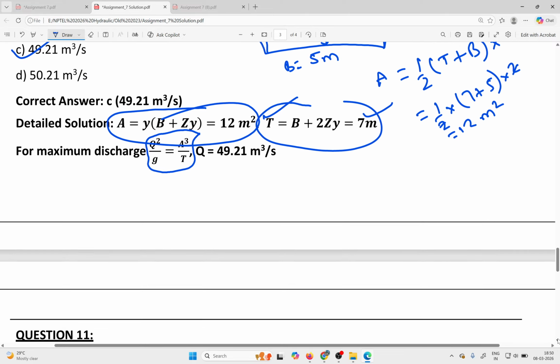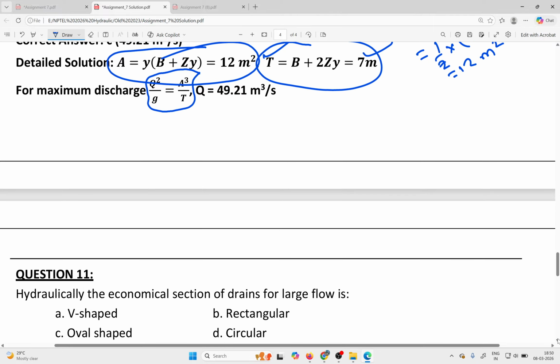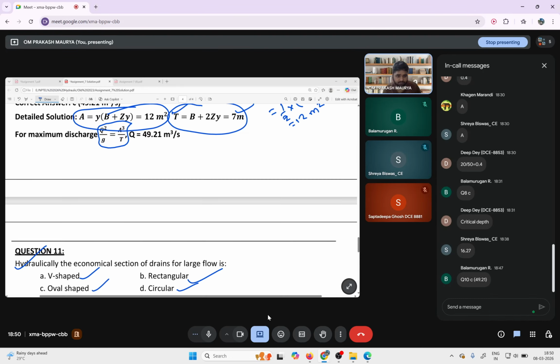Next question is: the hydraulically economical section of drain for large flow is V-shaped, rectangular, oval shape, or circular. For the hydraulically economical section of drains for large flow, not small. So please just try to write your answer in the chat box for question number 11.